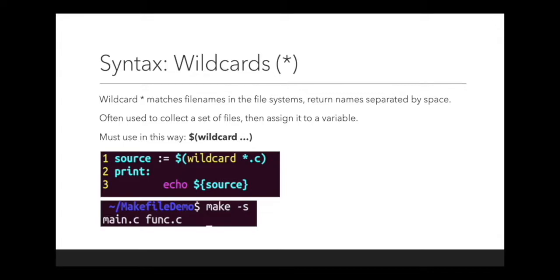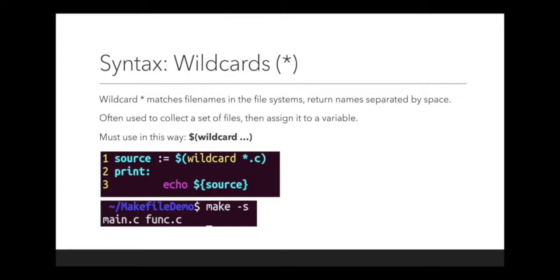And here is another syntax called wildcard. There are two kinds of wildcard. The first one is star. Star matches file names in file systems, returning names separated by space. Often used to collect a set of files, then assign it to a variable. And it must be used in this way.